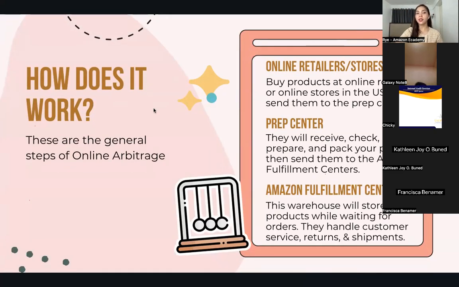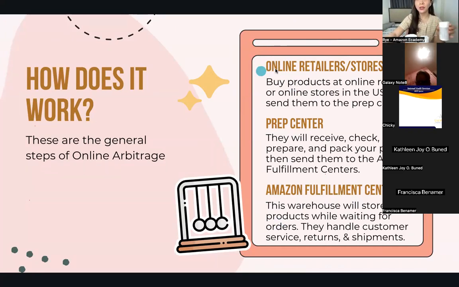Okay, so how does it work? These are the general steps of online arbitrage. Online retailer stores, prep center, Amazon fulfillment center. So let me just demonstrate para mas clear talaga sa lahat. Okay, ayan. Kita lang ba? Okay, for example, ito si online retailers or si online store.